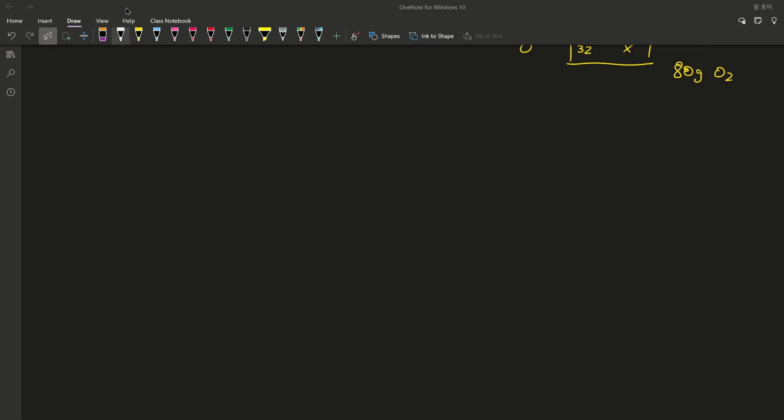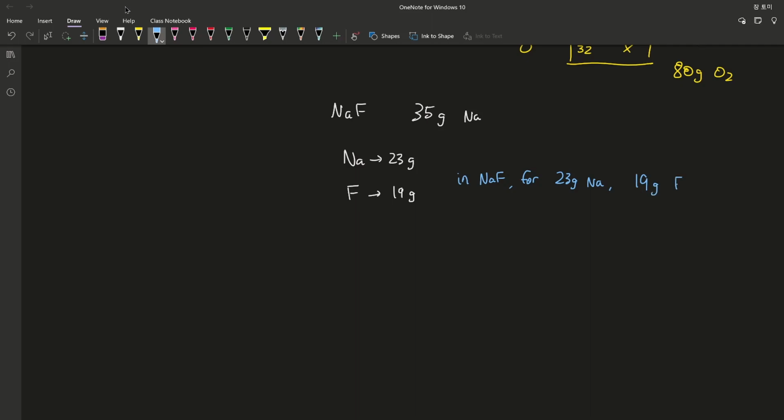Now, another example we can use is sodium fluoride, NaF. So if a problem asks you that sodium fluoride has 35 grams of sodium, first we need to go to the periodic table, and we can find that sodium has an atomic mass of 23 grams and that fluorine has an atomic mass of 19 grams. So the basic statement here is in sodium fluoride, for every 23 grams of sodium, there are 19 grams of fluorine.